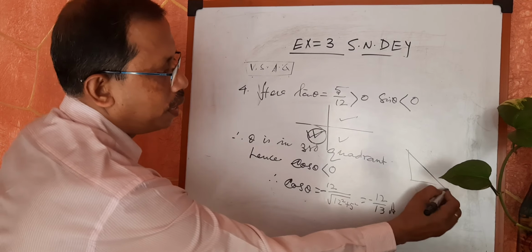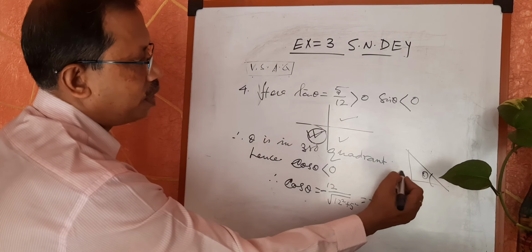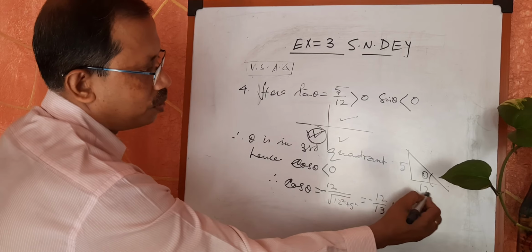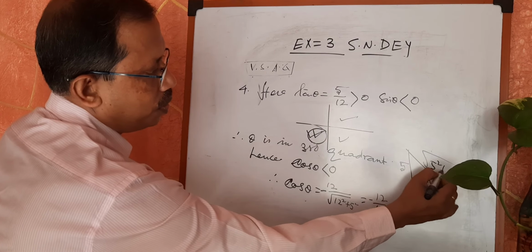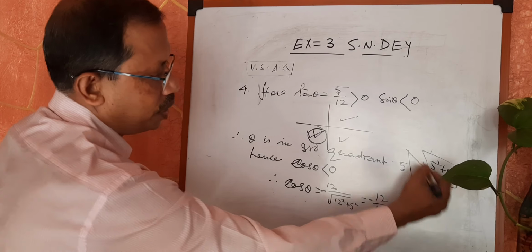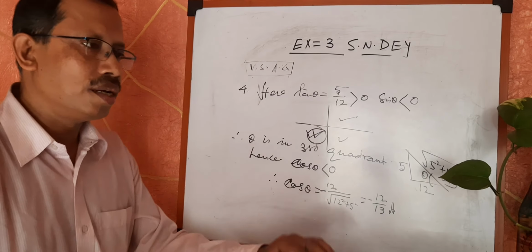So from the right angle triangle, if this is θ, then this is 5, this is 12, and the hypotenuse is the square root of 5² plus 12², equal to 13. And hence, this is the required answer.